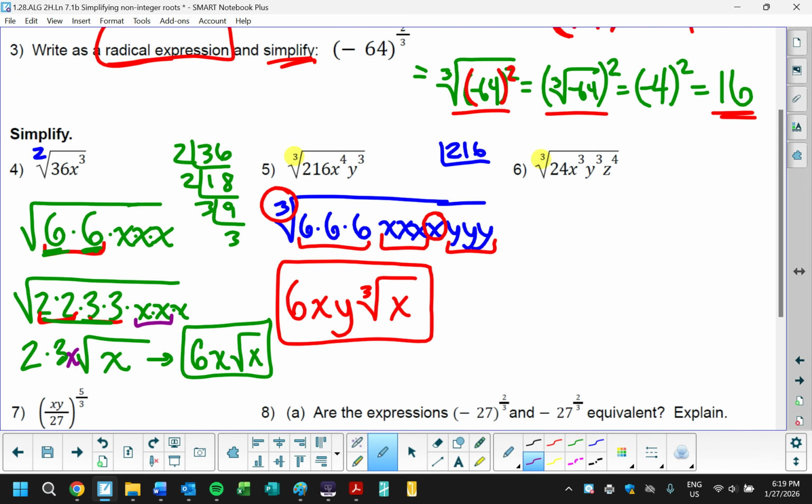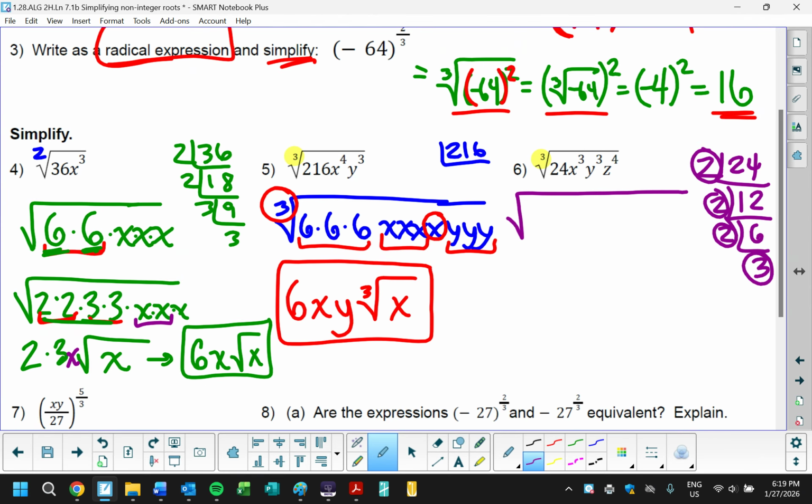Now we march our way on. And interestingly here, 24 is not a perfect cube. So let's go ahead and break down 24. A factor of 2 is a factor of 24 and a factor of 12 and a factor of 6. And now I have all the prime factors. So if we were to break this down, this is going to take a lot of space. Let's go with 2 times 2 times 2 times 3.